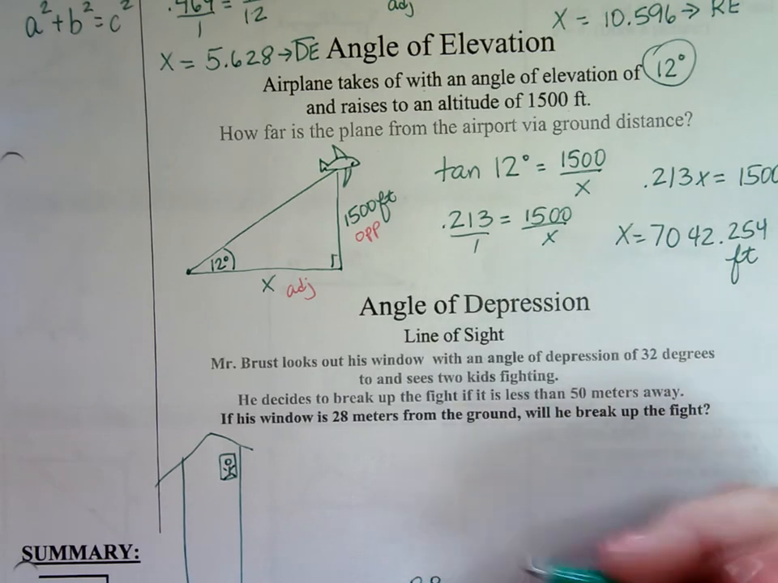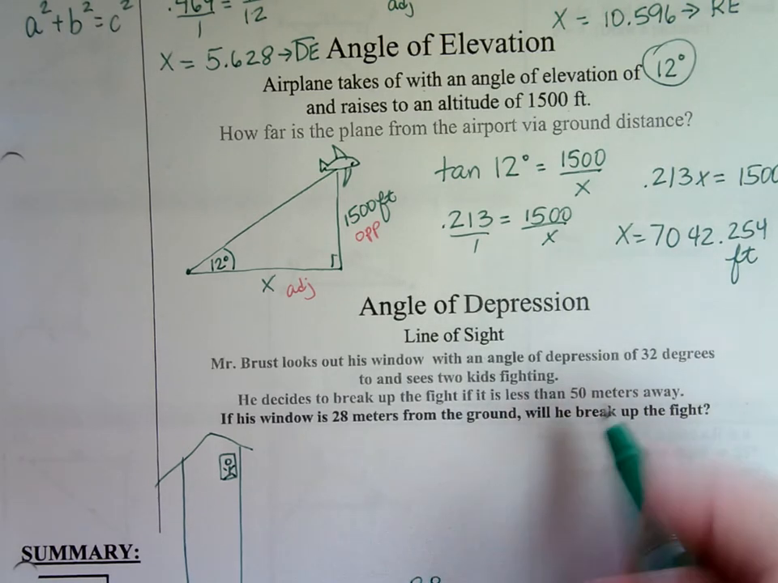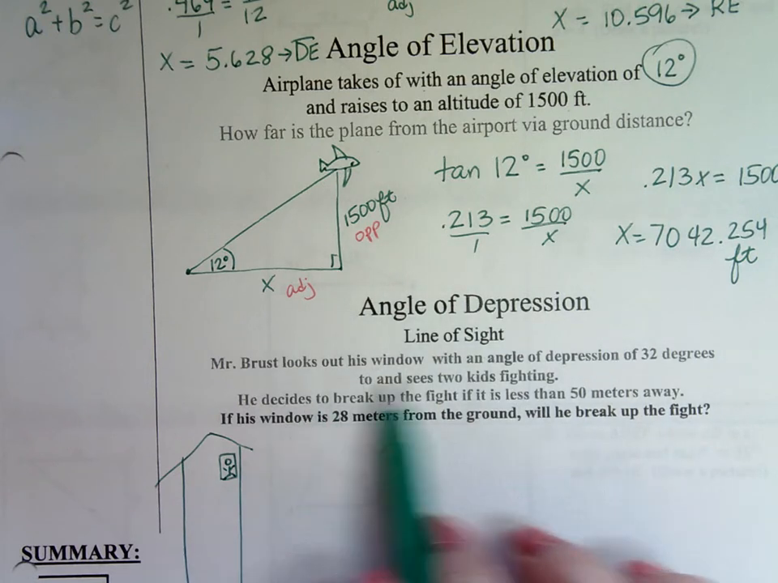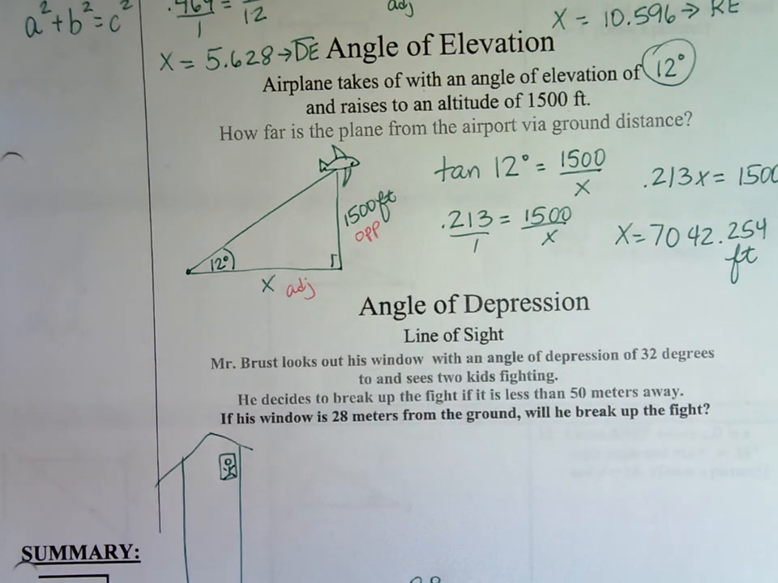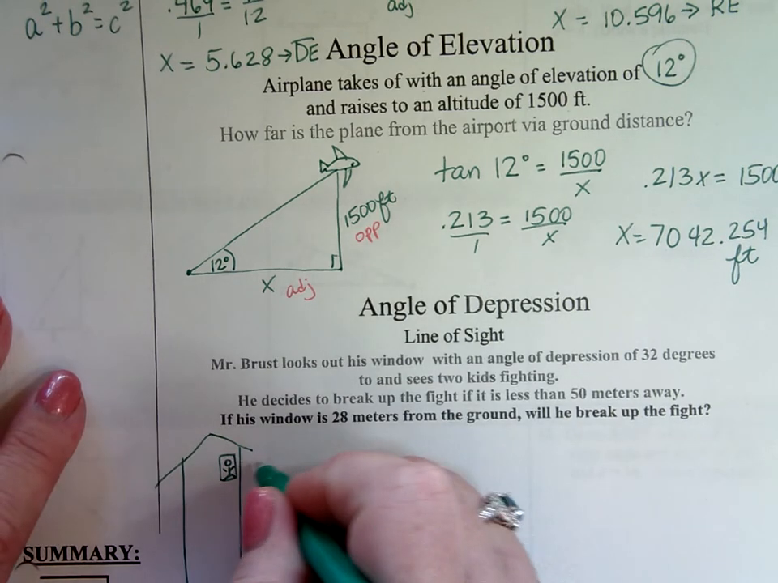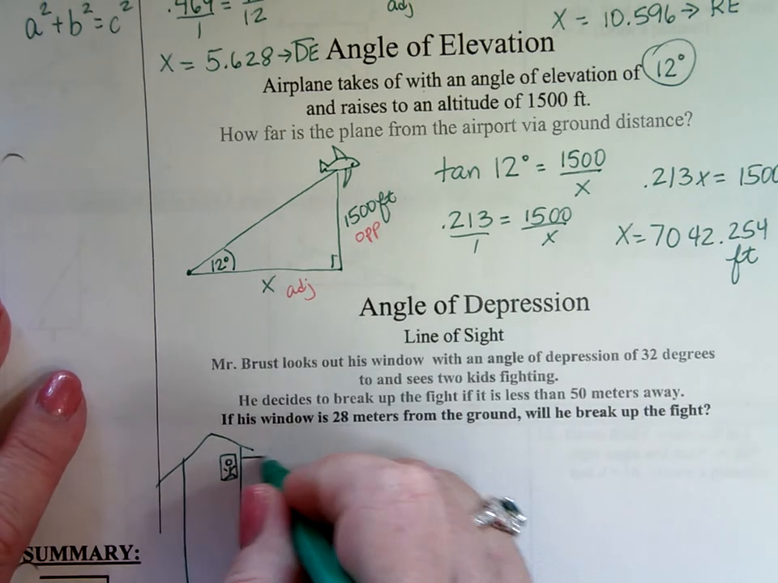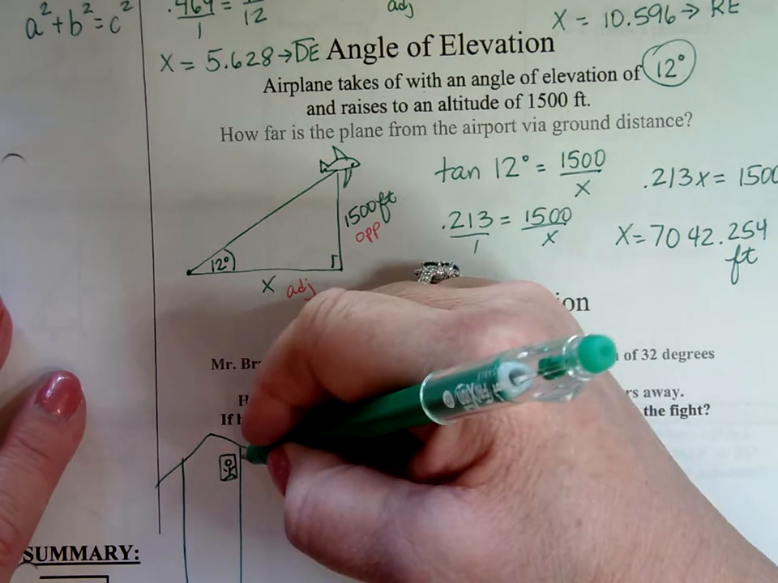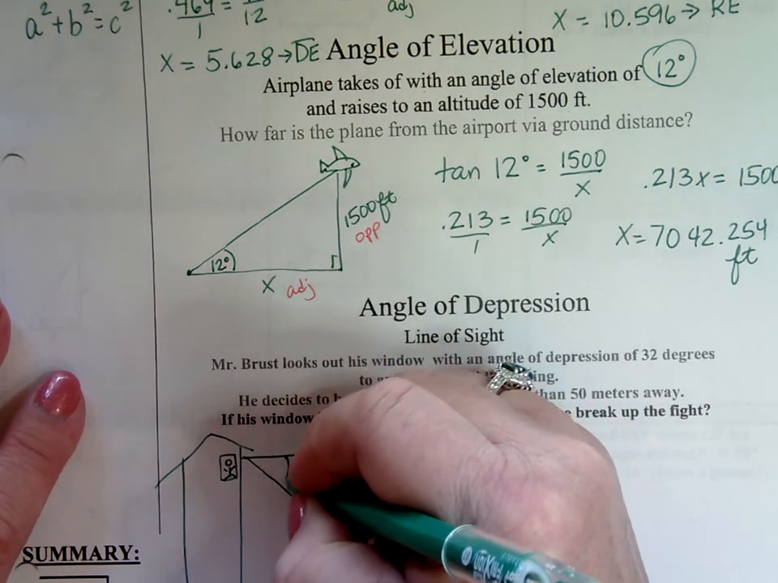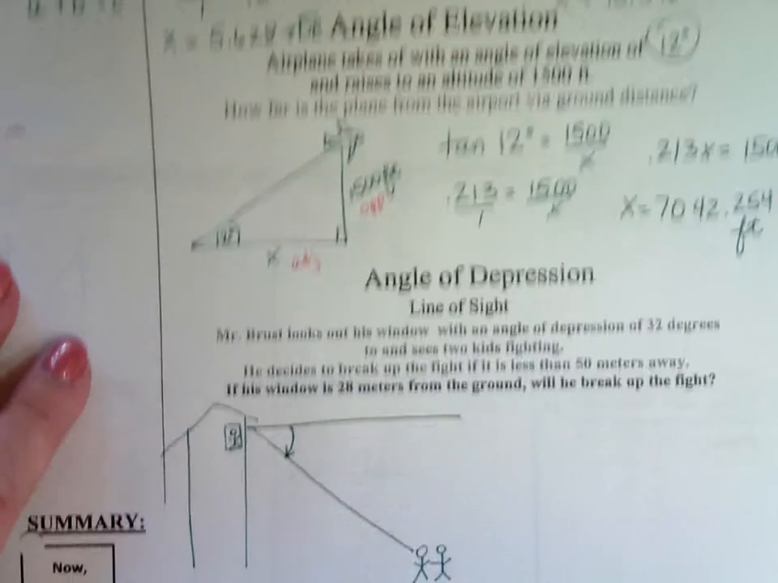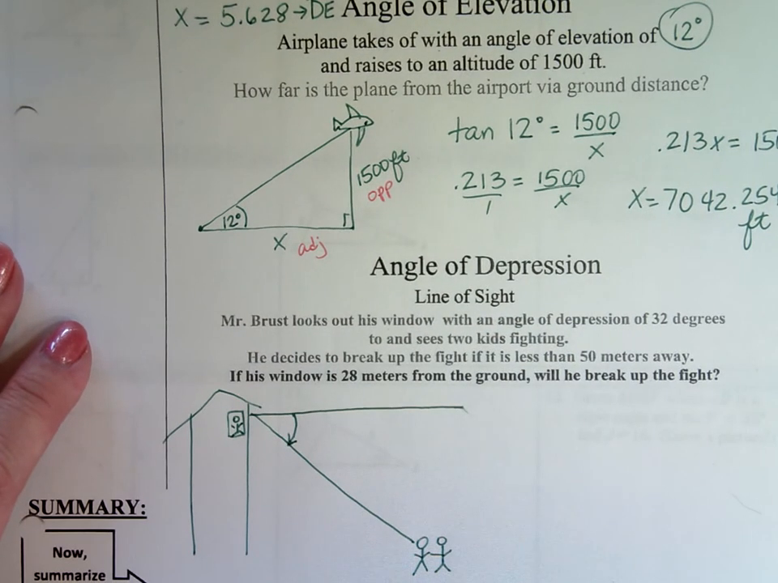All right, so looking at the rest of the problem, I know that I've got two boys fighting. I know he's looking out the window. Looks out his window with an angle of depression of 32 degrees. Here's the part that's really confusing for most kids. Angles of depression have to come off the horizontal. In other words, the angle of depression is this one. It's coming down from the horizontal. That's an angle of depression. Where this one's going upward, this one's coming down. Angle of depression of 32 degrees.